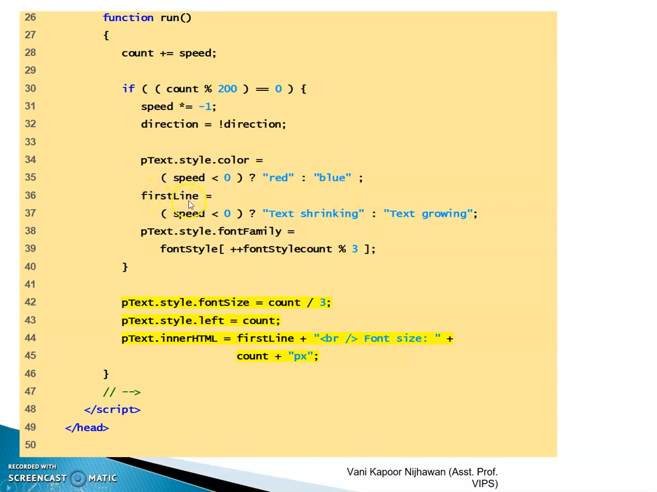Also, we are changing the value of our string. If speed is less than 0, then text shrinking will come in first line, otherwise first line will contain text growing. Okay.